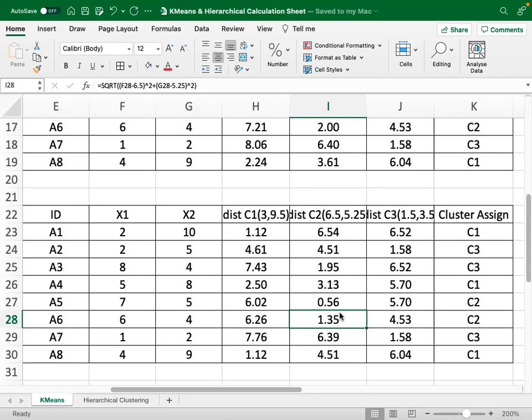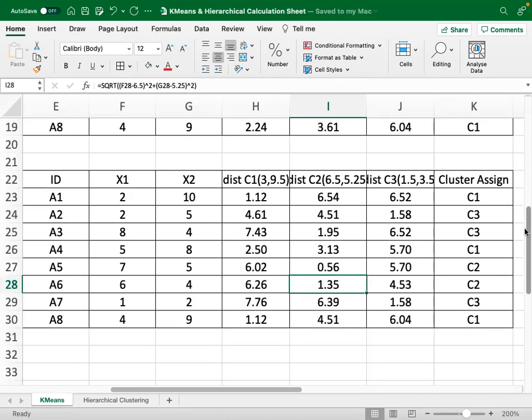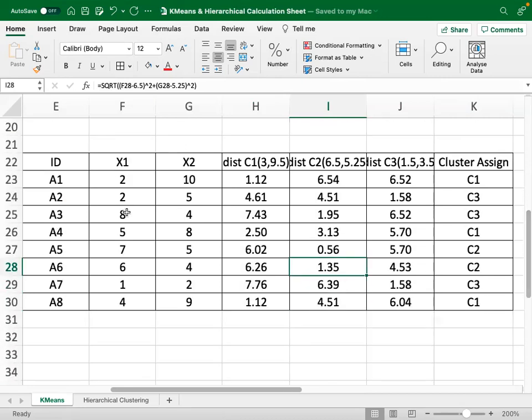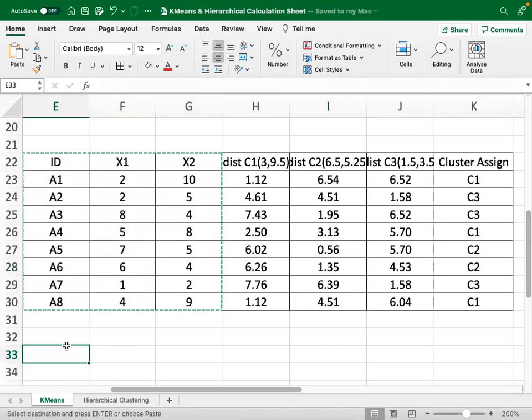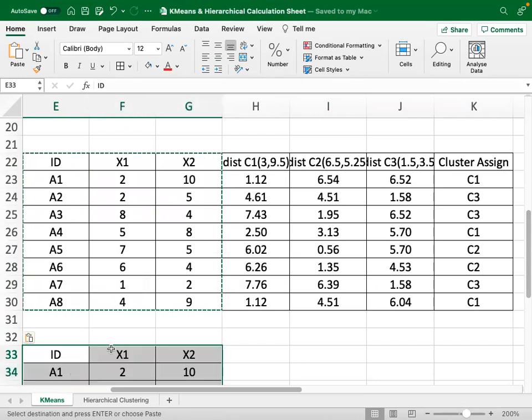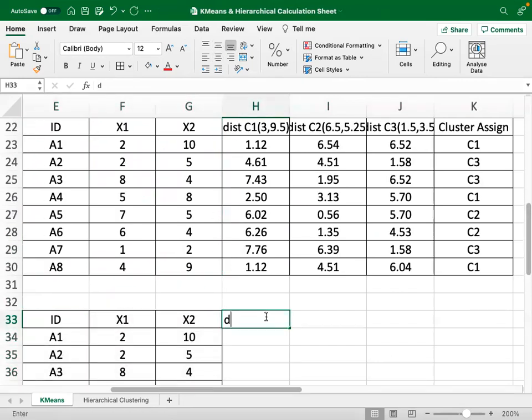Okay, so we have a change. We have three C1s now. Earlier there were only two C1s. Now we have three C1s. So that means there is a change. So I'll copy the data, Control C. I'll paste it down. Now we have to calculate the new distance for C1.